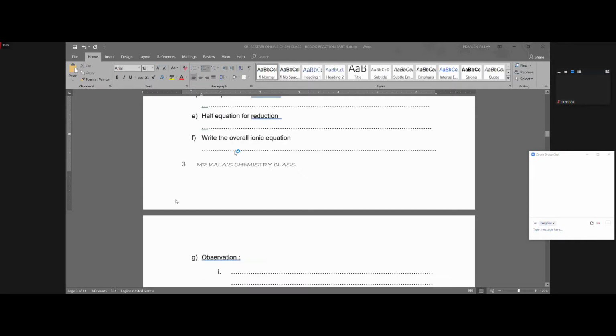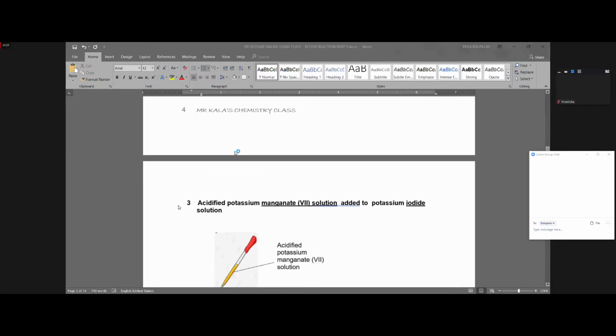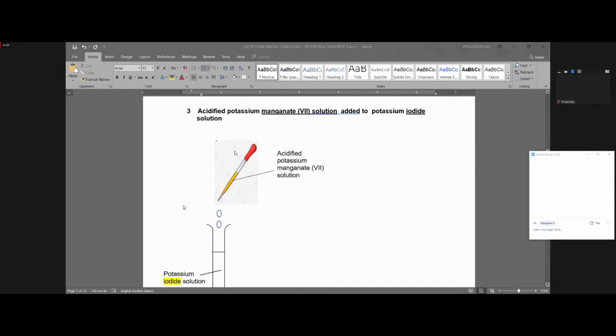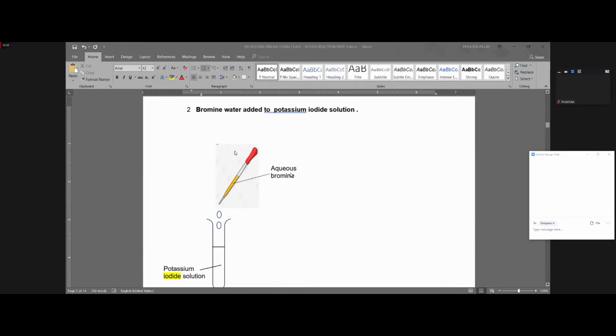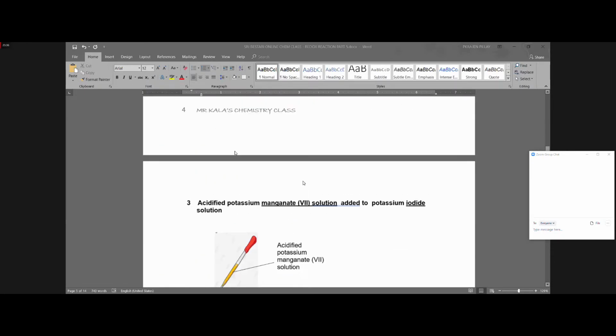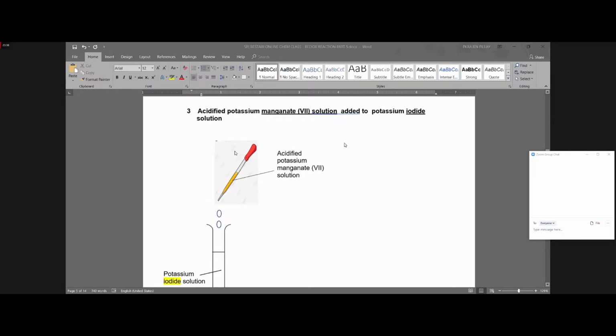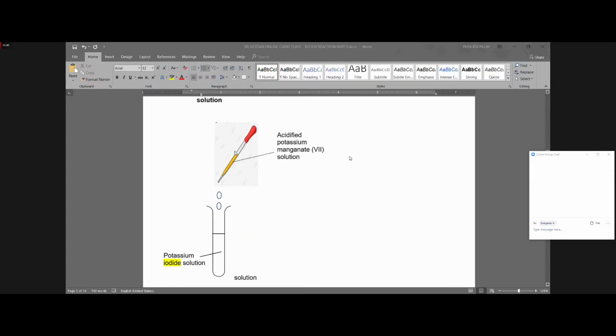Alright, you're going to do this now for me. We try one more. Now I change my oxidizing agent. Instead of using bromine, I'm going to use acidified potassium manganate(VII). You complete it for me now.